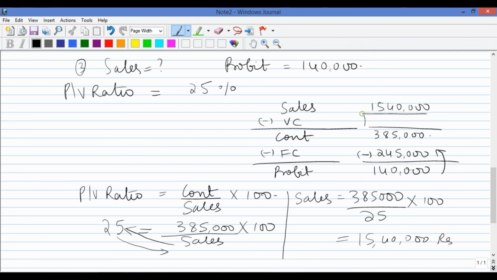You can also do this. From 15,40,000 we can subtract 3,85,000, and we are going to get the variable cost. 15,40,000 minus 3,85,000, so 11,55,000 would be the variable cost.